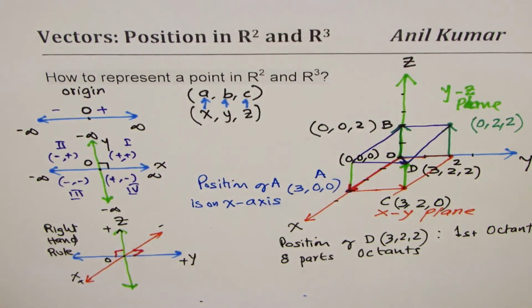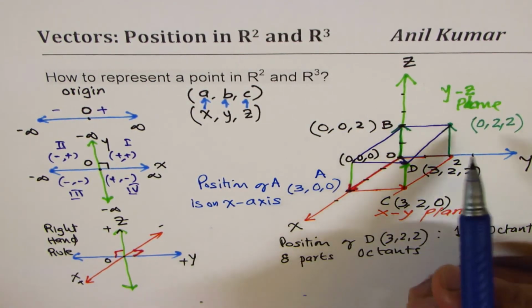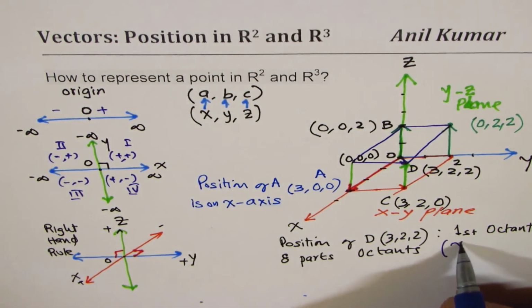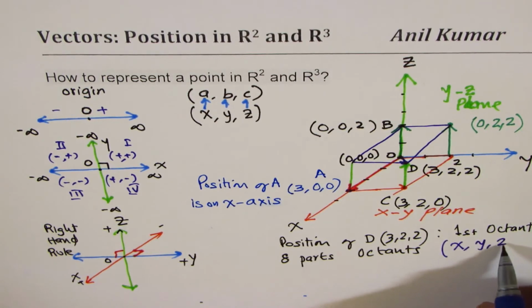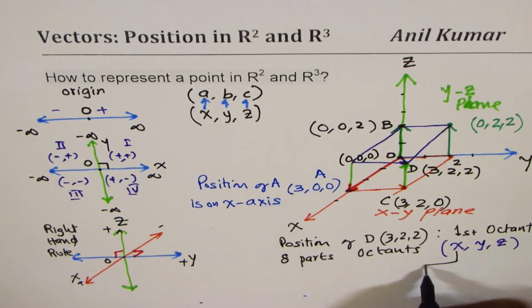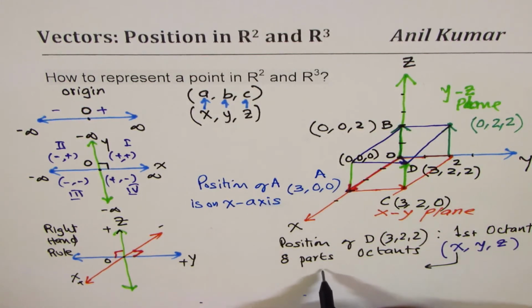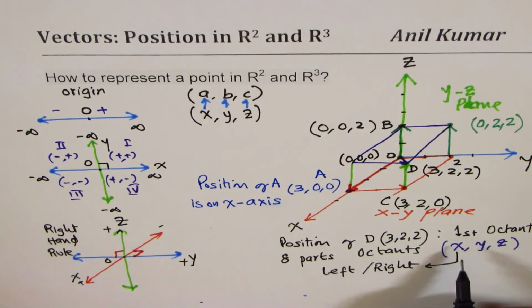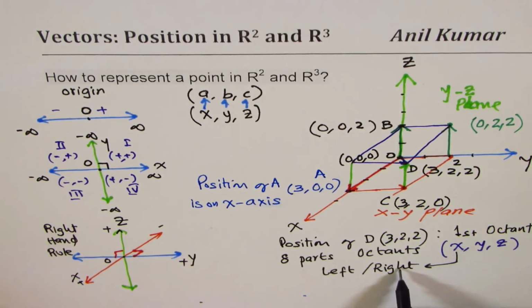Here, what do we have? Here we have 8 quadrants. And how do we define them? Based on x, y, z, right? Now I'm writing lowercase x, y, z. On the x, we decide whether it is on the left side or on the right side. So if x is positive, it is right, and negative is left for x.